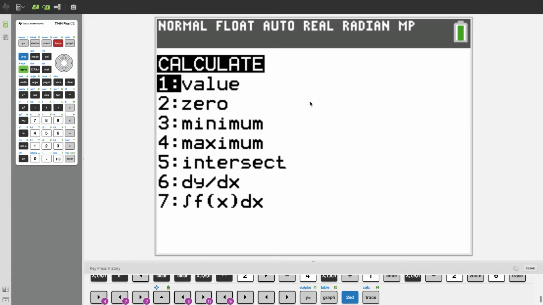Look at all the things it can do for me. It can find a value. That means I can plug in any x, and it can tell me the y. It can find the zeros. What are zeros? X-intercepts, right? And if I wanted a y-intercept, I'd just plug in 0 for x. A minimum, right? Maximum is the highest. Six and 7, you got derivative and integral, which you won't need. But what is 5? Intercept. Is that what we want? Yes. So you need to arrow down to 5 or just punch in 5, either one.